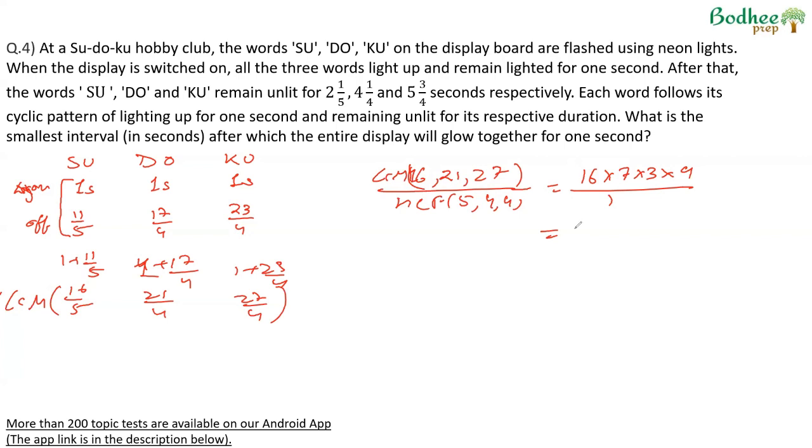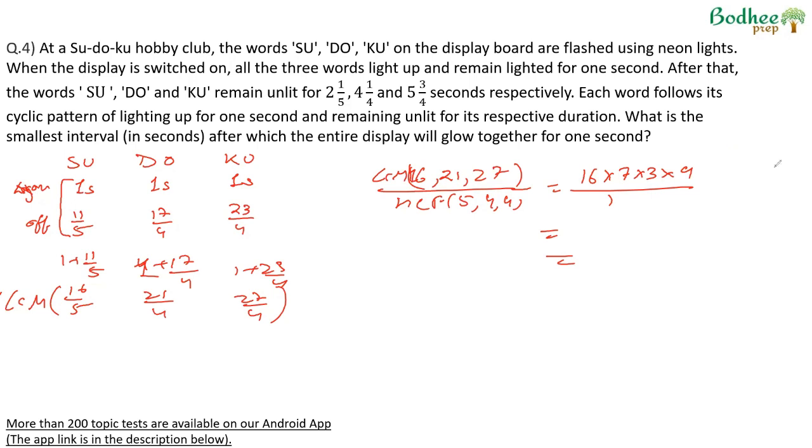16 sevens are 42. 42 into 3 is 126. 126 into 9. 9 6 are 54, 4 carry forward 5. 9 2 are 18, 3 2. And therefore this will happen after 1134 seconds. Wait, this is 16, sorry. I've made a mistake, calculation error, sorry.